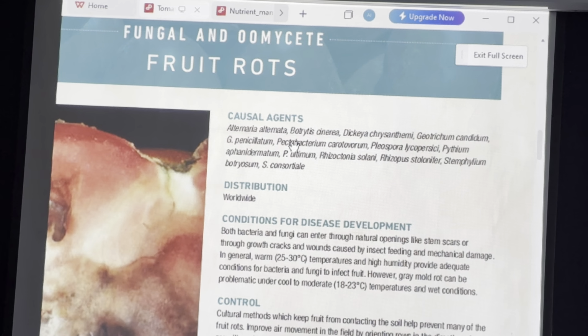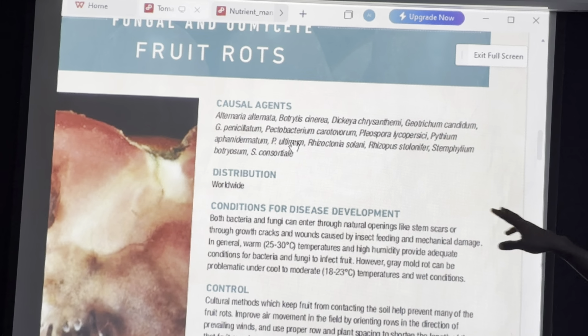So we are talking about fruit rot. Fruit rot is caused by both bacteria and fungi. We can see different causal agents of fruit rot in tomatoes: Alternaria alternata, Botrytis cinerea, and other causal agents. It is not particular to a region in the world. It is distributed worldwide. It is not a localized kind of pathogen. And the conditions are natural openings or injuries.